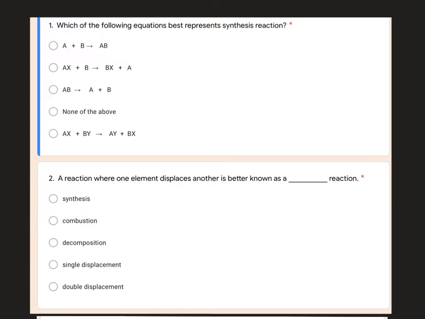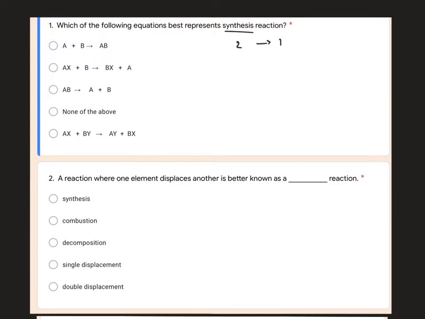So in any case, let's go ahead and start looking at some of the answers here. So this is from the test on Friday. The first one says, which of the following best represents a synthesis reaction? You might remember from your notes before break, synthesis reaction is when you have two things becoming one thing.